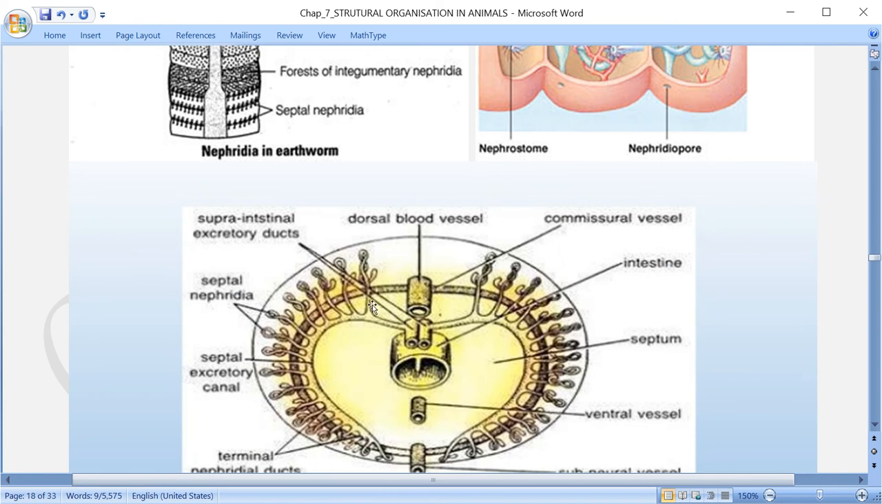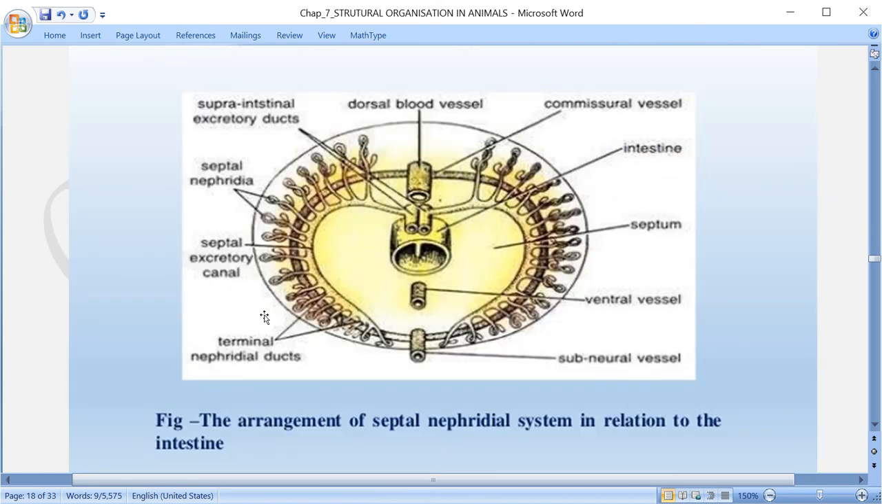You can see in this figure, last figure over here, this is septal nephridia, which has been shown over here as to how it is arranged. How it is arranged over here in relation to intestine. Intestine is passing over here. This is the central part here, larger one. And on the dorsal side of the intestine is present over here the supraintestinal excretory duct. And just above that you can see the dorsal blood vessel.